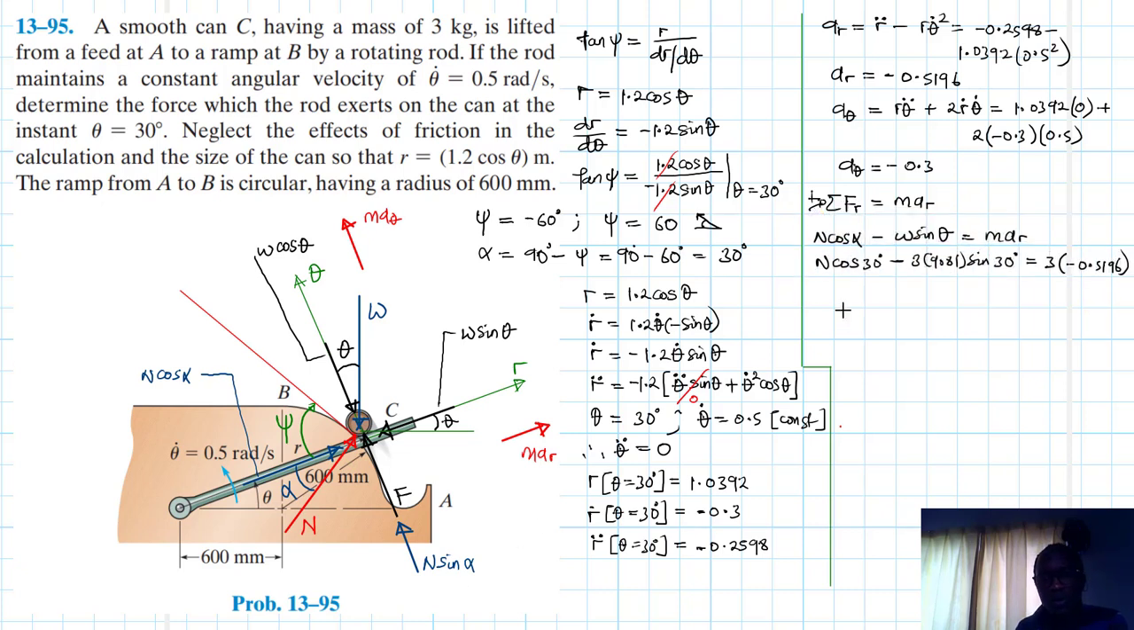So there we go. Our N from this is going to be equal to 3 by 9.81 sine 30 minus 3 by minus 0.5196, and everything divided by cos 30, which is 15.19 newtons. Once we have this, let's work out the other one.